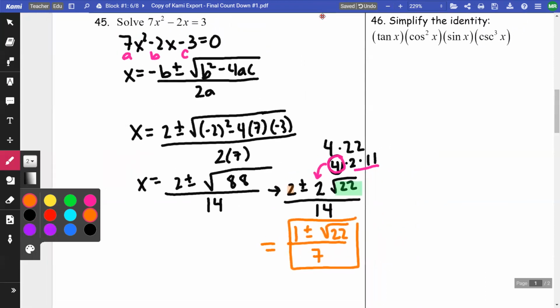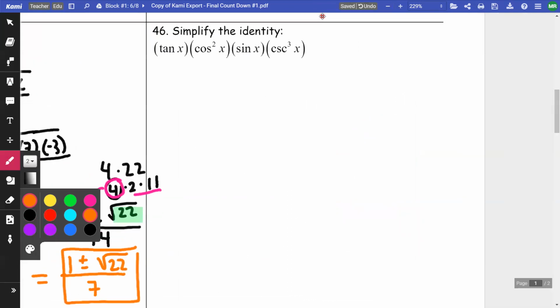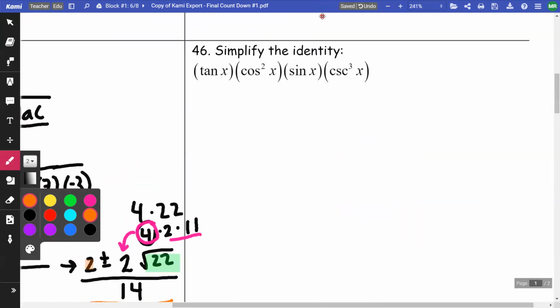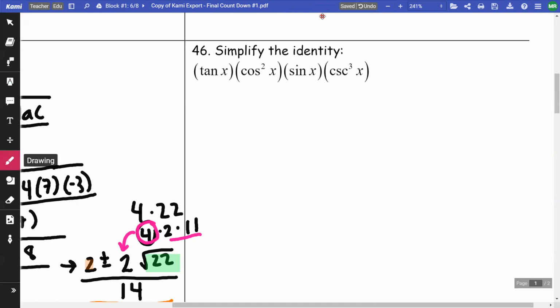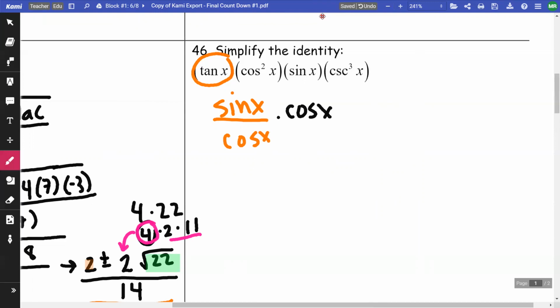Okay, on number 46. Okay, we're going to try to simplify this. So let's see. First thing I'm going to do is probably change things into sines and cosines. So this tangent of x is going to be sine x over cosine x. And right now I'm going to keep my cosine squared x here. I'm going to keep my sine x.